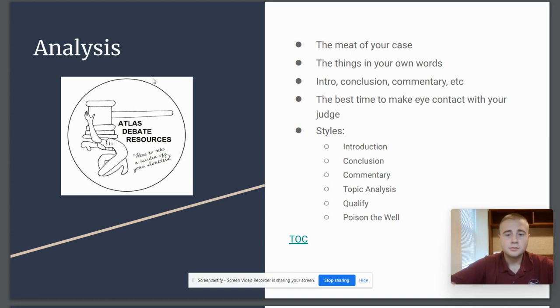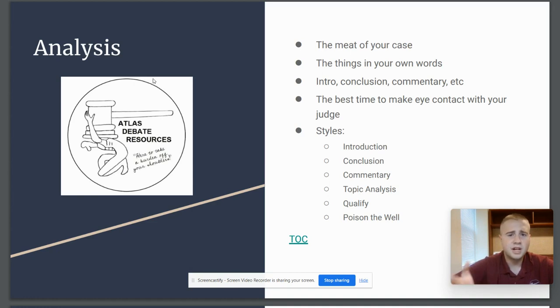Like I said, there's the introduction, there's conclusions, there's also commentary, maybe little bits in between each contention that explains what they mean. There's topic analysis. This could be something you start off with: here's how I understand the topic, giving some examples. There's also qualifying. Maybe you explain the person who wrote this card, they're an expert because of this.